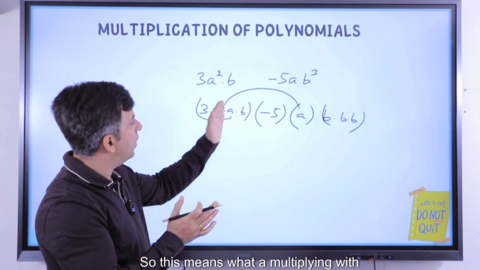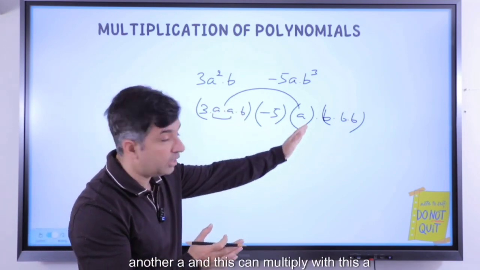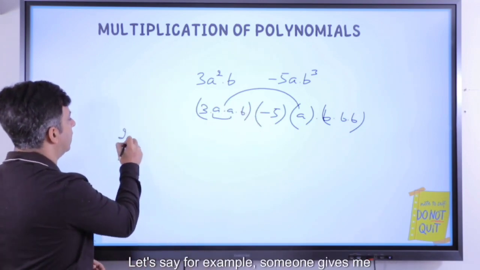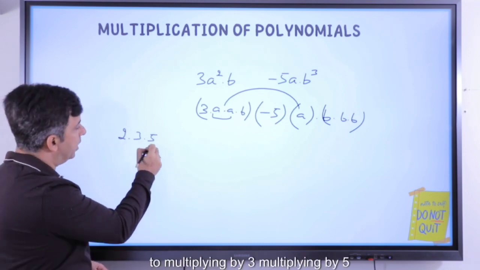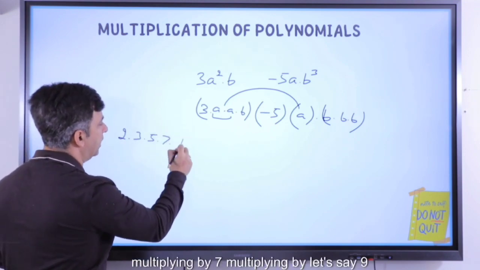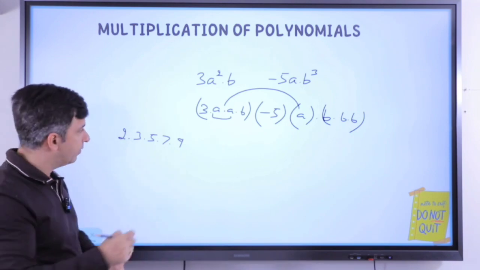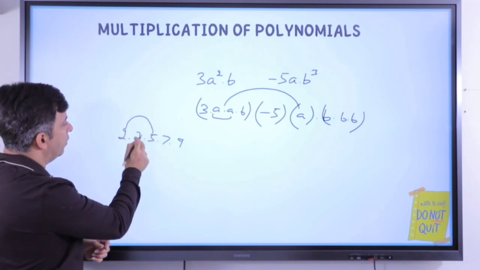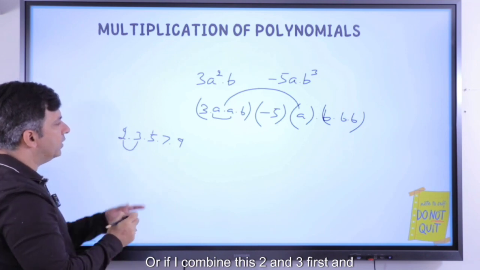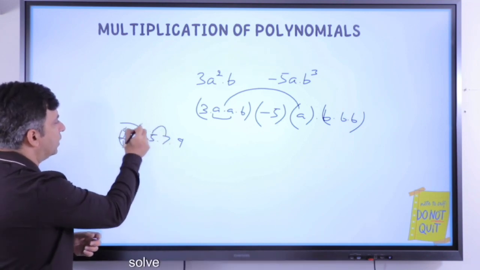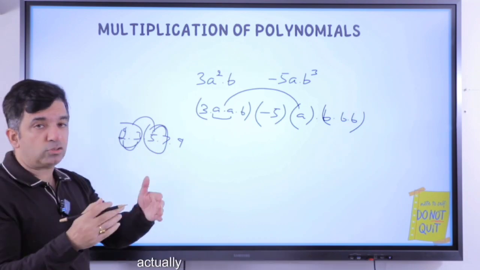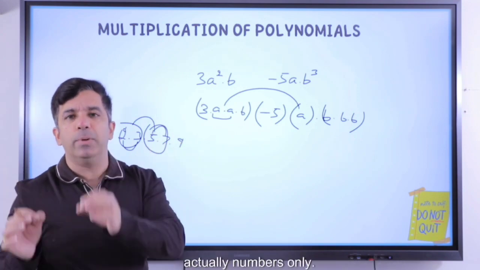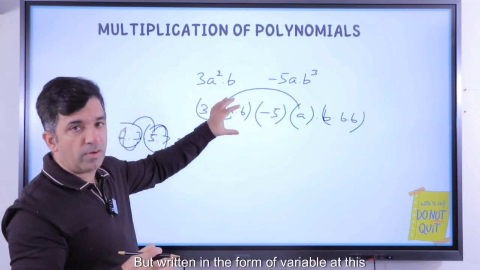So this means what? A multiplying with another a, and this can multiply with this a as well, because all these terms are simply multiplying amongst themselves, and it doesn't matter. Let's say for example someone gives me this term, 2 multiplying by 3 multiplying by 5 multiplying by 7 multiplying by, let's say, 9. So it is totally up to me if I first solve this 2 multiplied with this 5, or if I combine this 2 and 3 first and multiply this 5 and 7, and after that I multiply these two together. So I can actually multiply in any order I want to, because we know that these are actually numbers only, but written in the form of a variable at this moment.